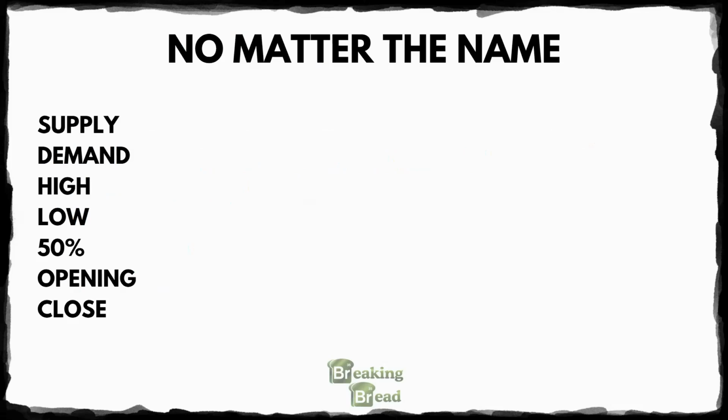Now, in this trading world, there are names for all of these levels. There are different names out there: supply and demand, highs, lows, 50% opening ranges, closing ranges. Call it whatever you want, that's fine with me. It's going to be a level where the sellers are sitting and a level where the buyers are sitting. Whatever you want to call it, at the end of the day, that's what it's representing. But for the sake of this class, we're going to call it support and resistance.